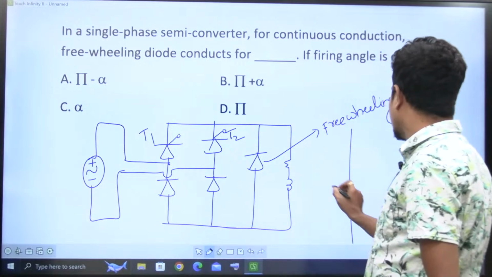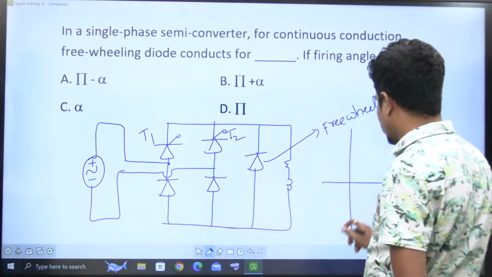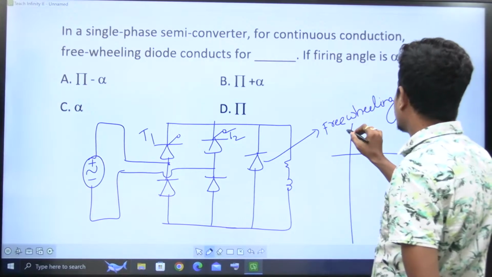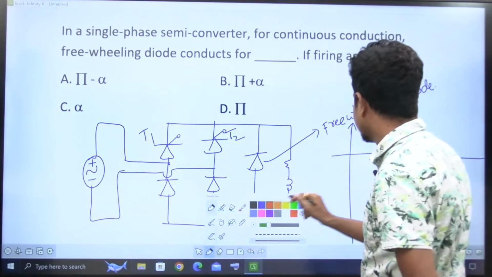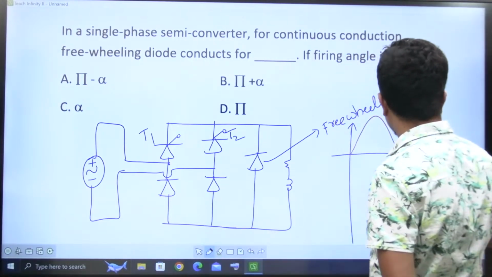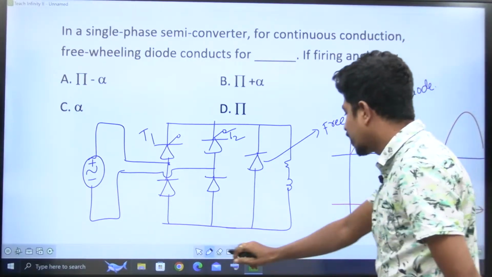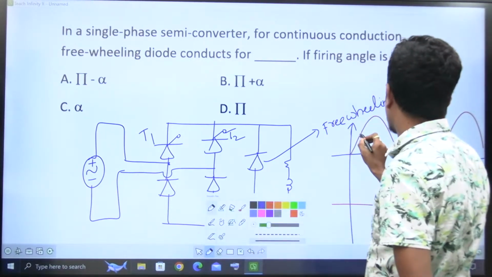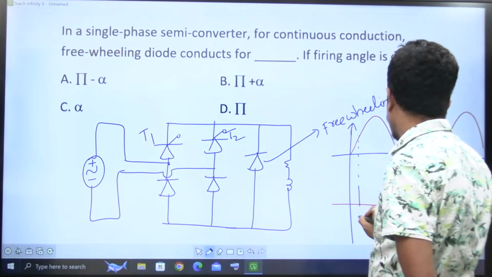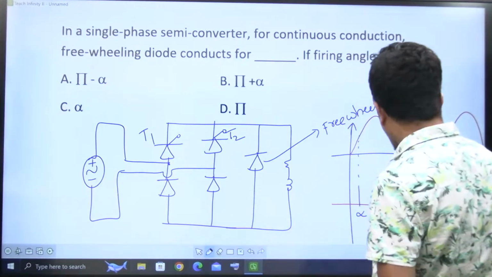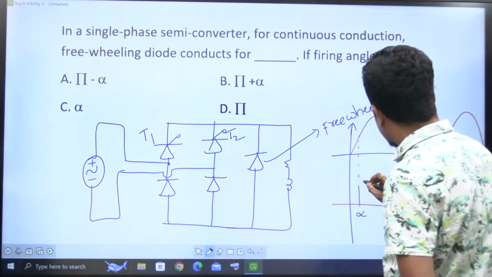Suppose I'm taking a sinusoidal waveform. Here I'm taking the input. Observe carefully, please. This is my voltage input. Now what I do is I give triggering at some alpha. That is the triggering angle. You know what it means by triggering angle? From here onwards, the conduction starts.